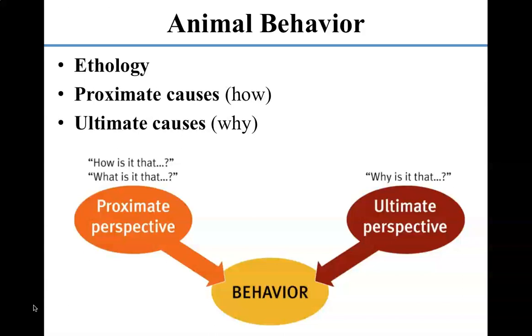Compare those analyses with ultimate causes. These are questions of why. So why do the genetic and the physiological mechanisms that underlie behaviors exist, and how has natural selection selected for them?